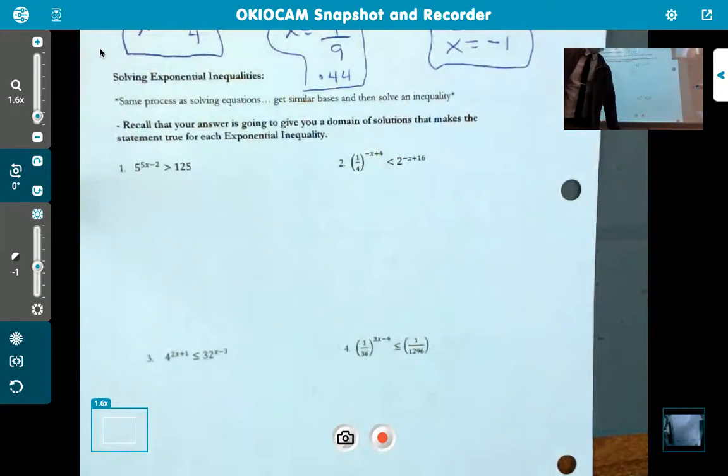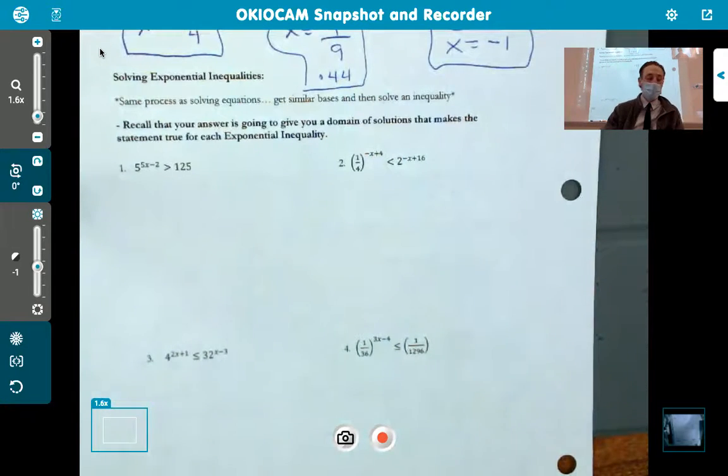So first section, we talked about the graphs of an exponential equation or exponential function. We talked about some different characteristics that they might have. Tuesday, we talked about how to solve these equations. And yesterday, we just did a little bit more practice with that.